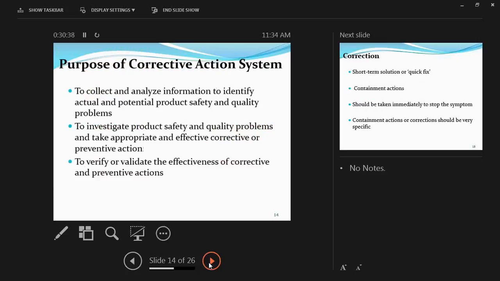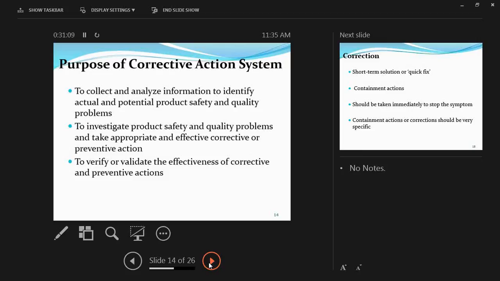What is the purpose of a corrective action system? Why do all food safety management system standards require auditees to take corrective actions for the identified nonconformities? In my opinion, the purposes are threefold. Number one, to collect and analyze information to identify actual and potential product safety and quality problems.